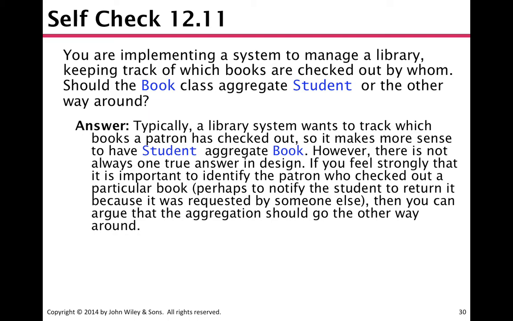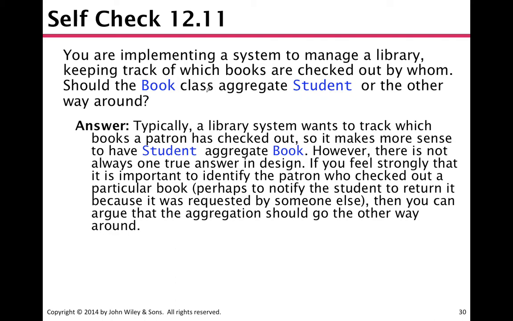Another interesting situation is as follows. Suppose you want to create a library system to keep track of books checked out by whom and so on. So between a book class and a student class, what would be the appropriate aggregation or ownership relationship? Is it that the book owns the student, or the student owns the book?